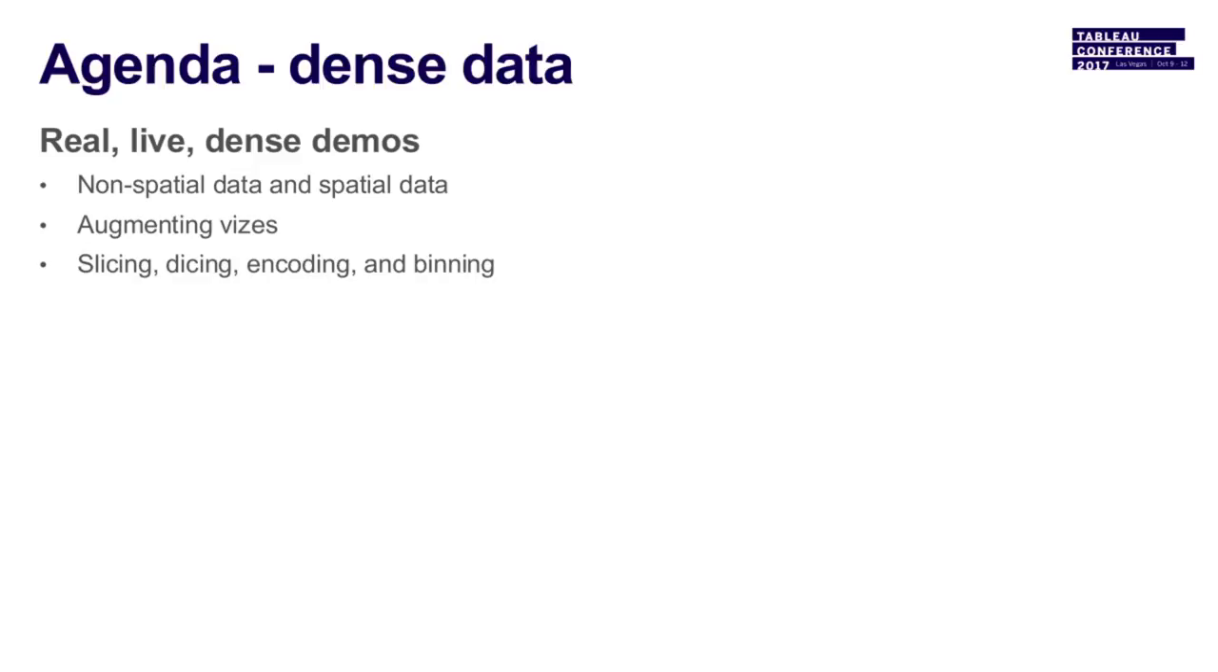So just to give you a sense of what we're going to be going through, we've both got some sets of demos, so we're going to be building up some Tableau workbooks, both spatial data and non-spatial data. So how can you deal with the large, dense data sets that you might be struggling with? And we're going to go through a number of different techniques, including augmenting the vises, slicing the data, dicing the data, different types of encoding, aggregating the data. So you'll see a lot of different examples that you can use as you're working through your data.